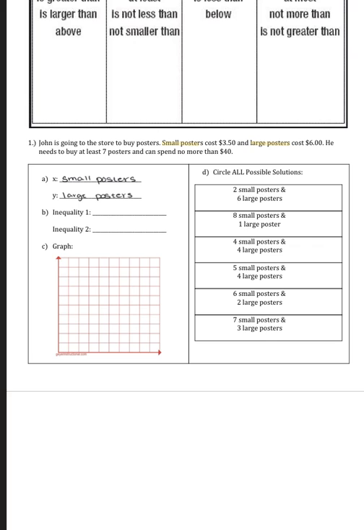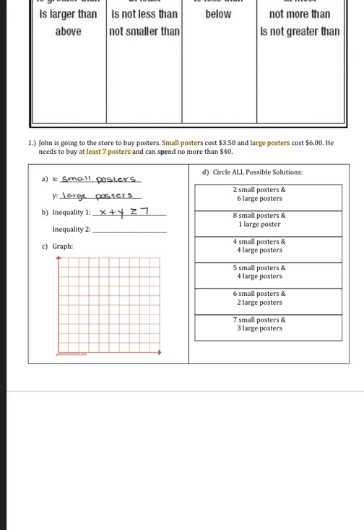Okay, now for the first inequality, where it says he needs to buy at least 7 posters. At least 7 posters tells me that my small posters, which is X, plus my large posters, which is Y, have to be at least 7 of them. So that inequality is going to be X plus Y is greater than or equal to 7, and we use that because of at least.